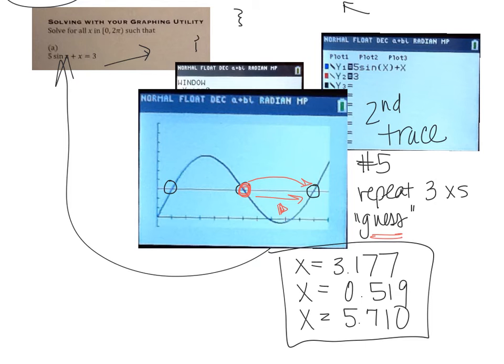And you'll know that you can't possibly do this algebraically because this is made up of both a trig and linear function, and they just don't play well together when finding exact values.